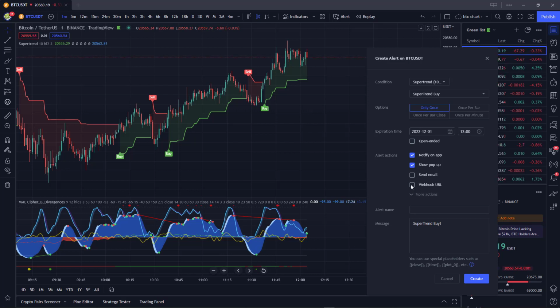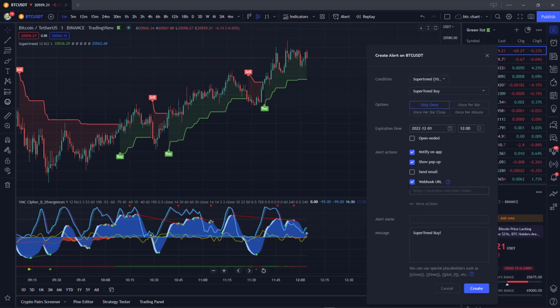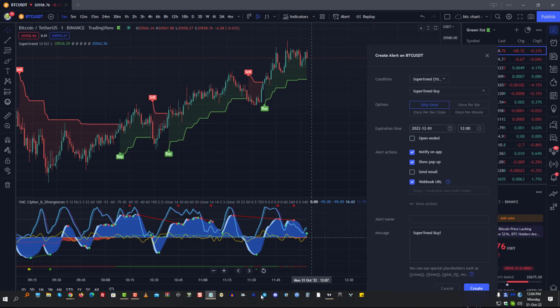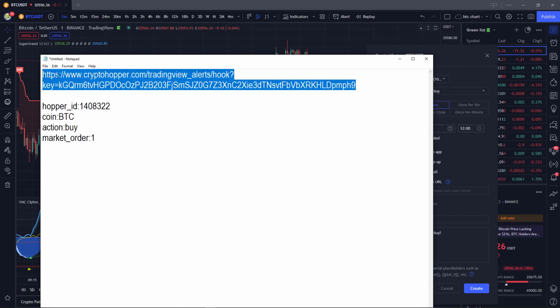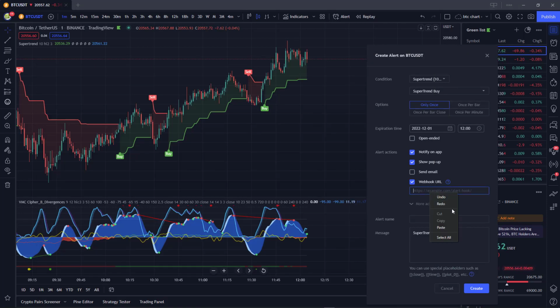The webhook URL, we need to select that. And now, do you remember our URL that we copied and we pasted into here? Let me just get it back again. Let's get that, copy, and let's paste that into that box there. So that tells Tradingview whose Cryptohopper it is. It's mine. And it also tells Cryptohopper it's my paper trading bot. Alright?